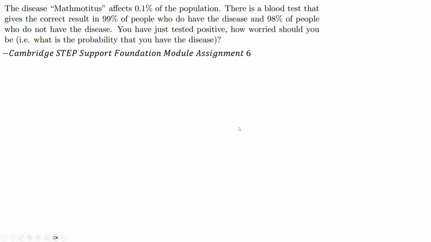So this is the STEP Support Foundation Module assignment question. Okay, I'll leave this here so you can just pause and have a go at the question yourself, but I will go through it now.